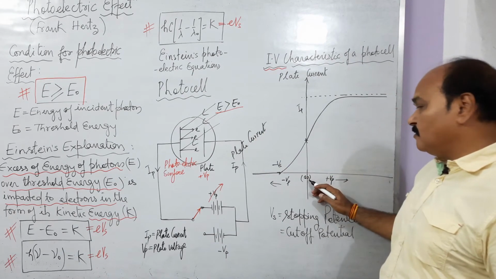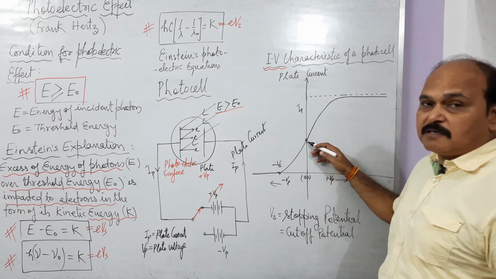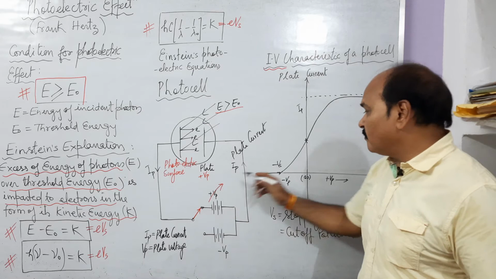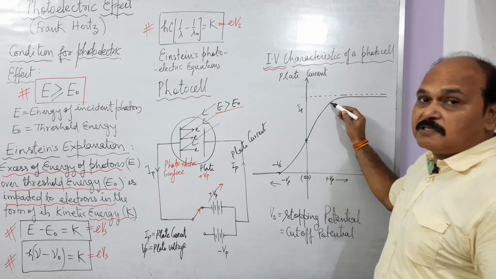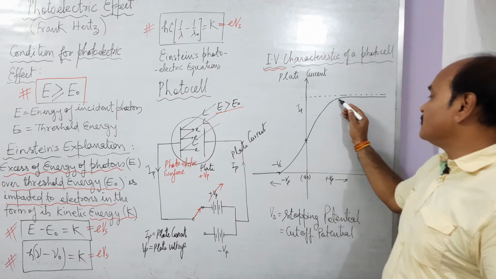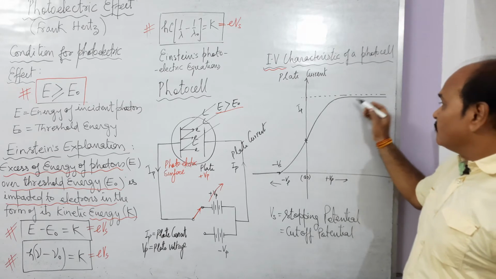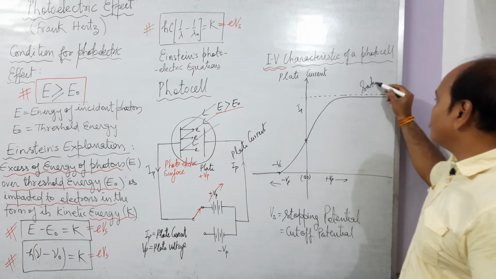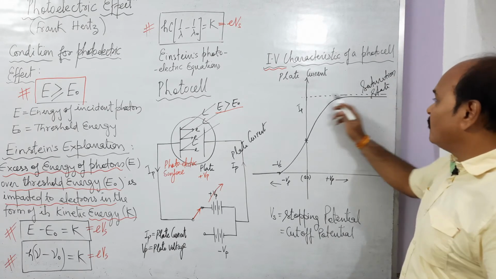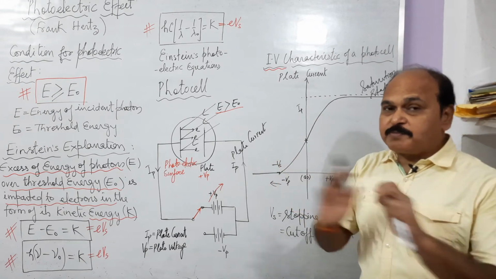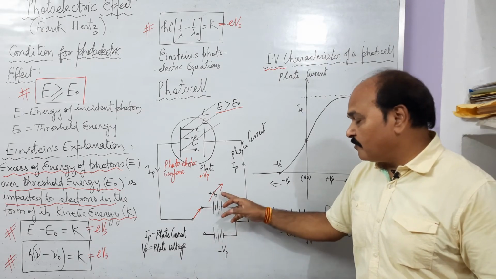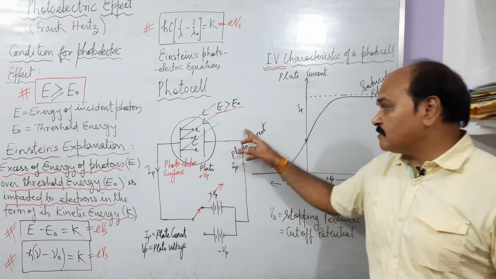Even then, when Vp is 0, plate voltage is 0, there is some current in the circuit. And when we increase this voltage, the value of current increases. As we further increase the value of voltage, the value of plate current increases, and we reach saturation state. In saturation state, the value of current becomes maximum and it stops increasing. So once we reach saturation state, whatever may be the higher value of plate voltage, the value of current becomes constant.